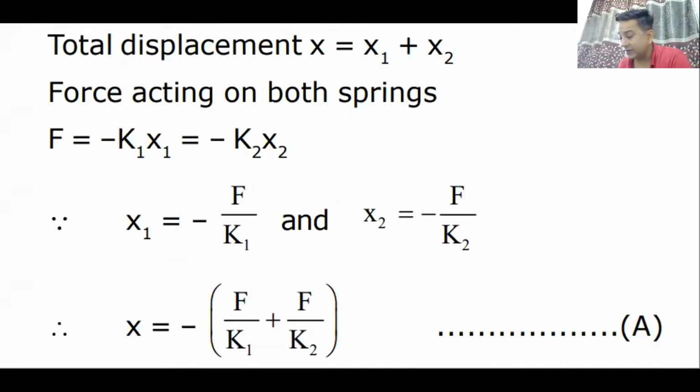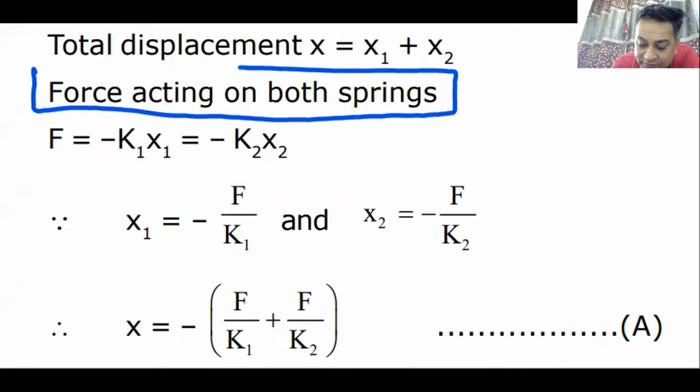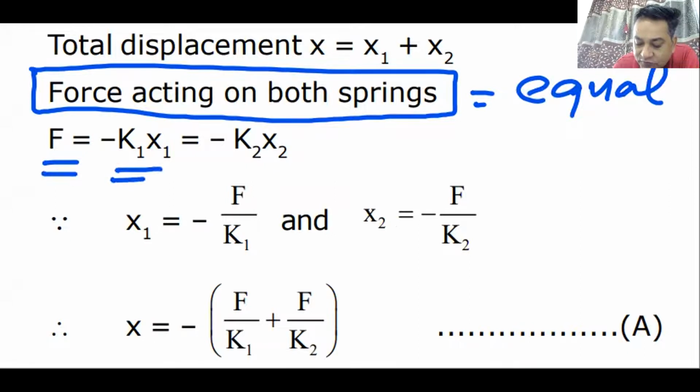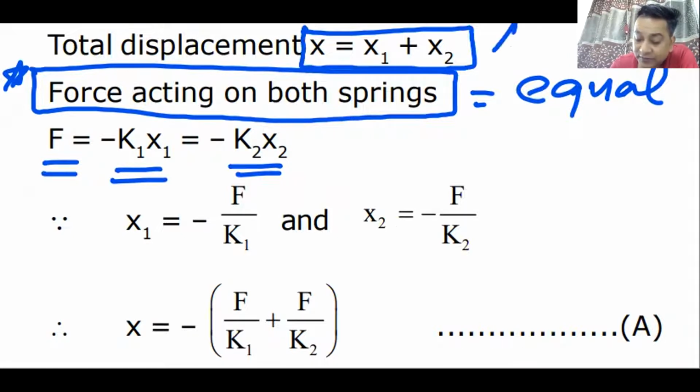In this case, what is going to happen when you have a series combination of springs? The force acting on both the springs is equal. Both the springs will have equal forces. In the first case, the force is minus k1x1. In the second case, the force is minus k2x2. Both the forces are equal. Very important point. But displacements are different. Displacements are different. Forces are equal.